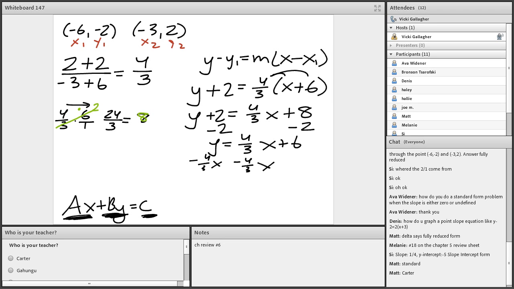So that subtracting 4/3 x, I have to write minus 4/3 x. And then the y, it did not have a symbol in front of it. That means it was a positive y. And then that equals this 6 that was over here. All right, now everything's in the right spot, so that's good.